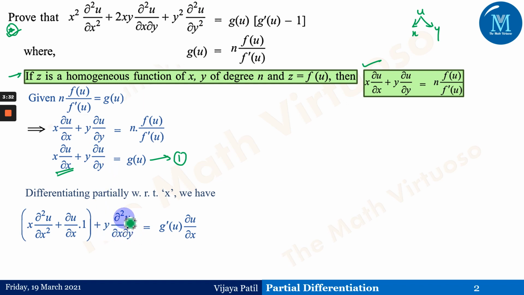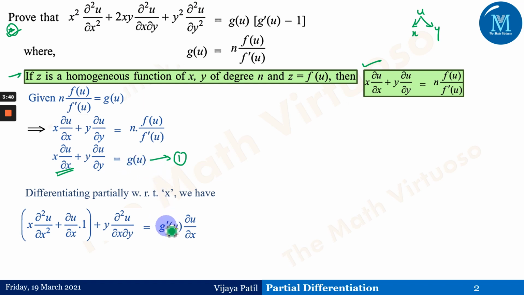That gives us y into ∂²u/∂x∂y is equal to g'(u) into ∂u/∂x. Why is that so? Because this u is a function of x and y both, so whenever we are differentiating this function g(u), we have to differentiate in this way.